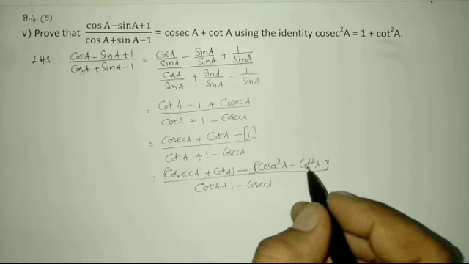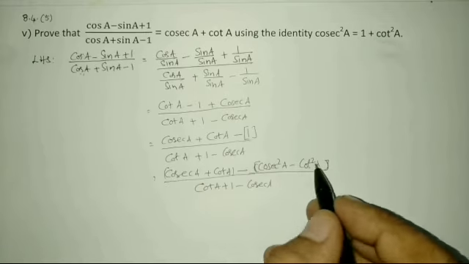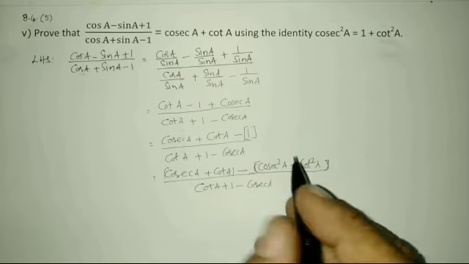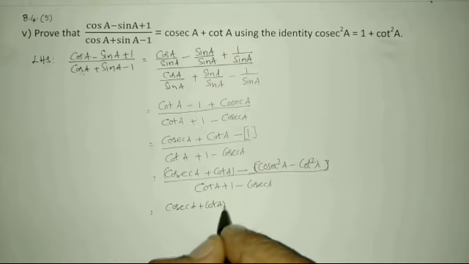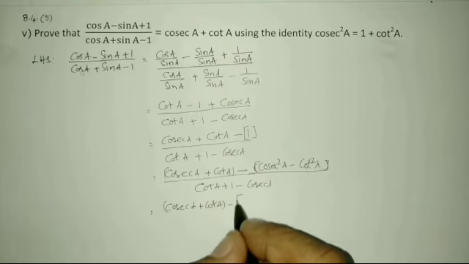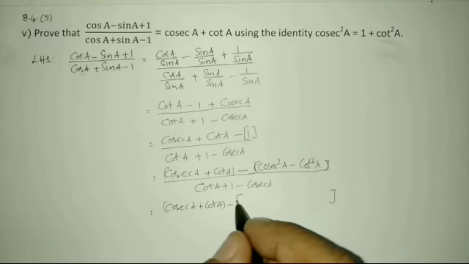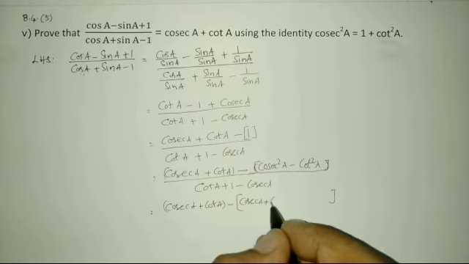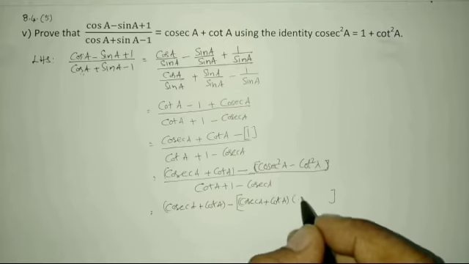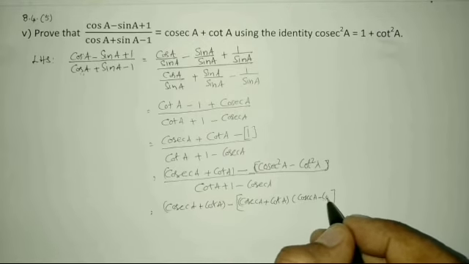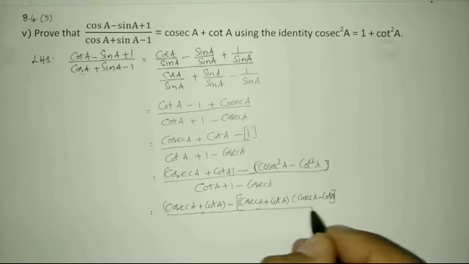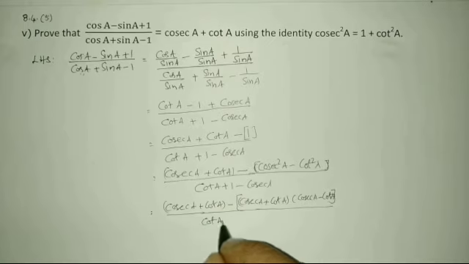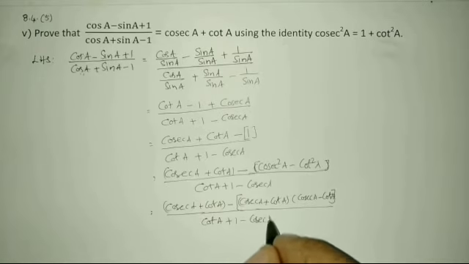Now see, cosecant square A minus cot square A is in the form of A square minus B square. So it can be written as A plus B into A minus B. Now cosecant A plus cot A into, now A square minus B square, cosecant A plus cot A into cosecant A minus cot A. A square minus B square, A plus B into A minus B. Now cot A plus 1 minus cosecant A.